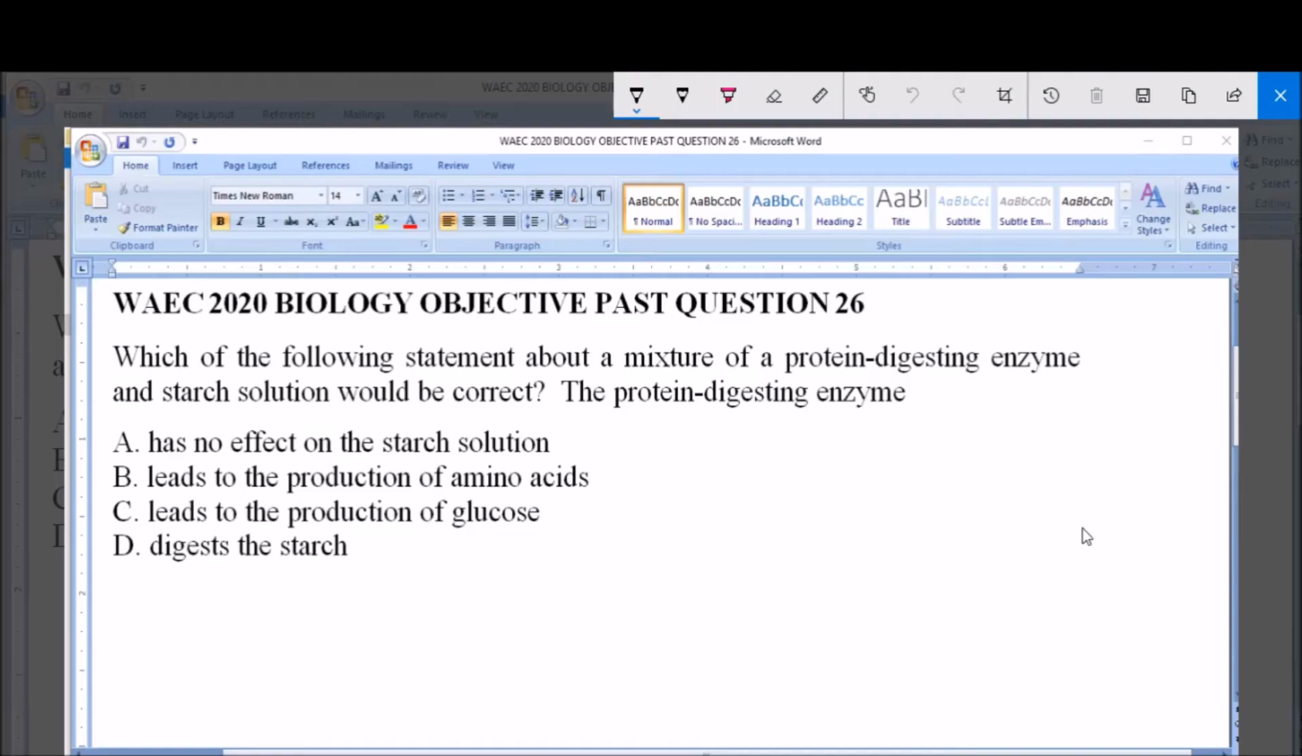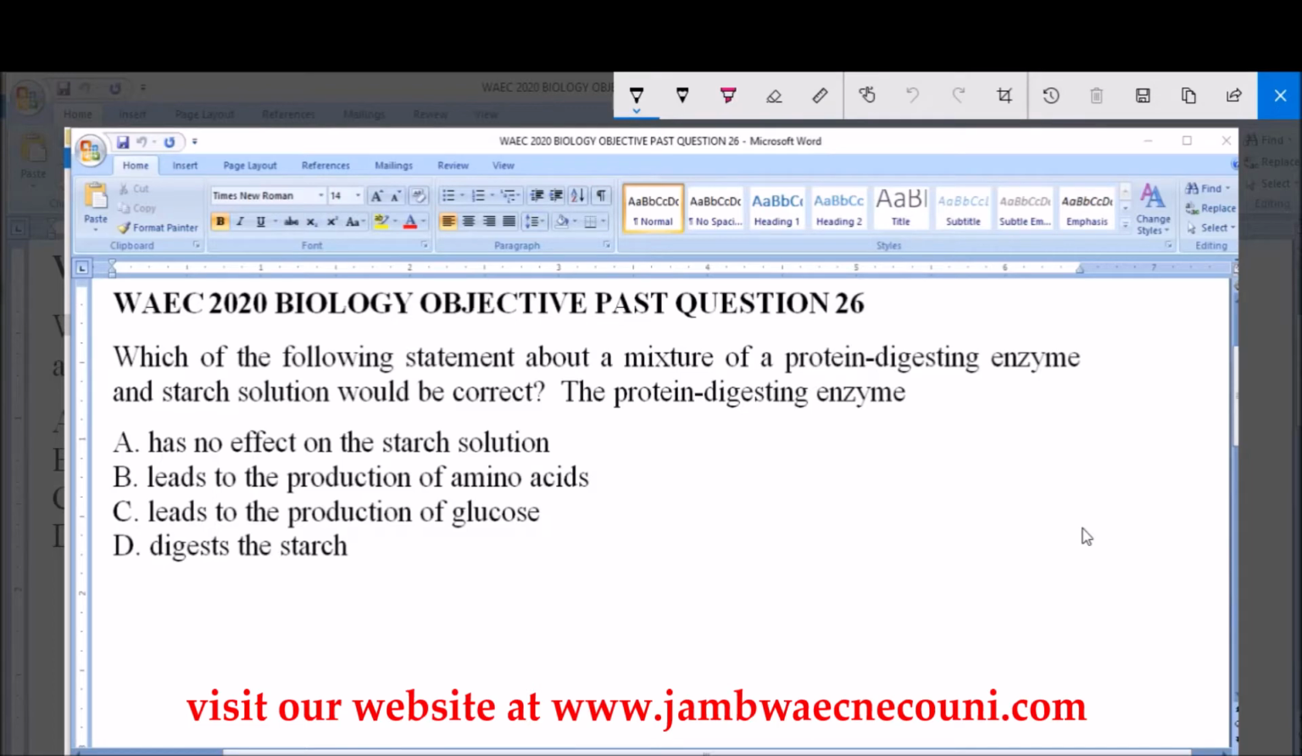Hello and welcome. I'm going to be answering WAEC 2020 Biology Objective Past Question 26. Which of the following statements about a mixture of protein digesting enzyme and starch solution will be correct? The protein digesting enzyme A has no effect on the starch solution, B leads to the production of amino acids, C leads to the production of glucose, D digests the starch.